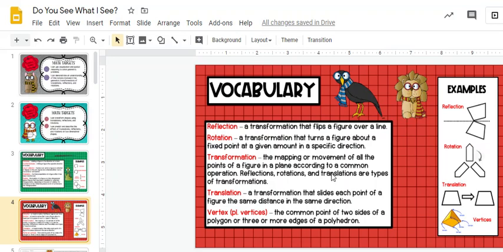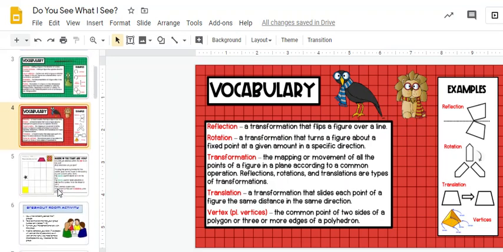So there's that. Transformation is the mapping or movement of all points of a figure in a plane according to a common operation. Reflections, rotations, and translations are types of transformations. A translation is a transformation that slides each point of a figure the same distance in the same direction. Translation. Zip. And then vertices we have already visited in a previous lesson, but a vertex is a common point of two sides of a polygon or three or more edges of a polyhedron. So point, point, point, point, point.